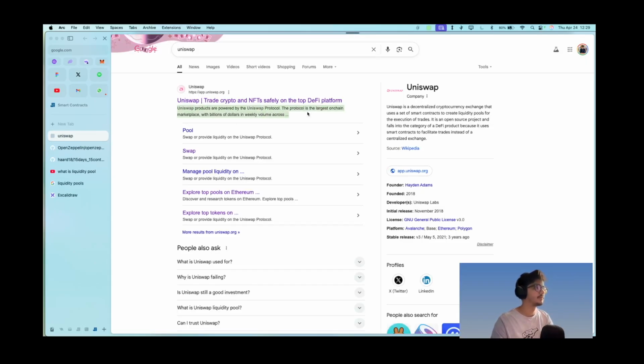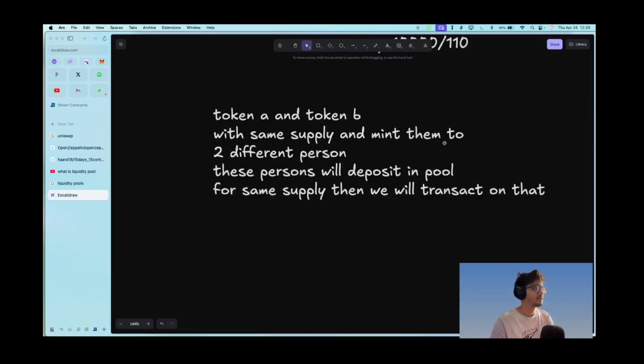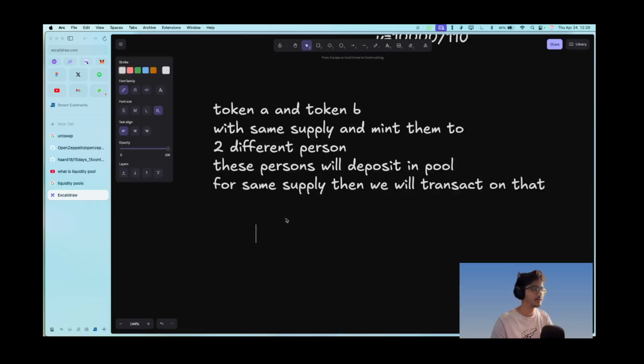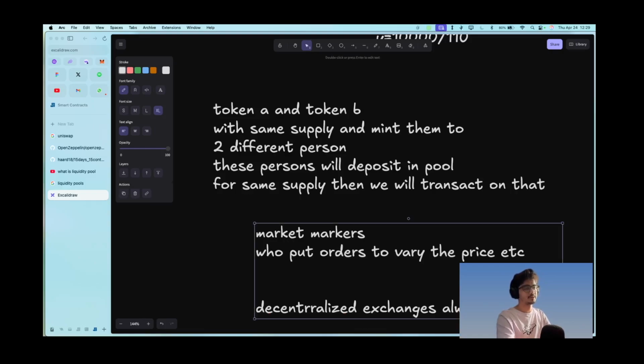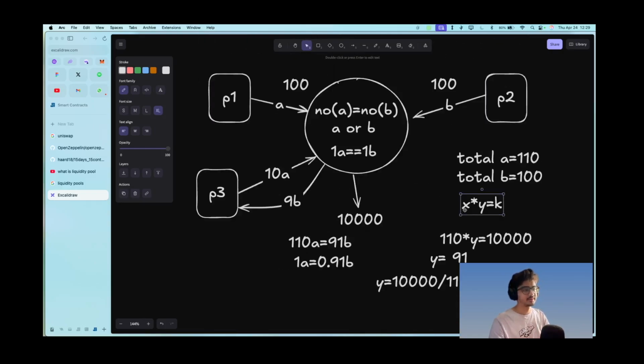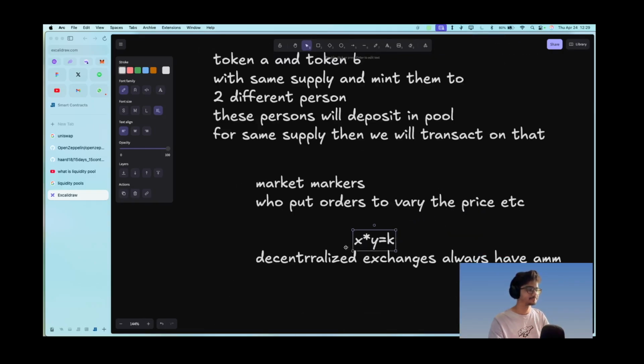So basically something that does this today is called Uniswap. Uniswap is the DEX. This is called a decentralized exchange. In primary exchanges you have something called market makers who put orders to vary the price, etc. But decentralized exchanges always have an AMM. AMM is the algorithm. This is called an AMM algorithm here, which actually simulates the price for you and everything here.